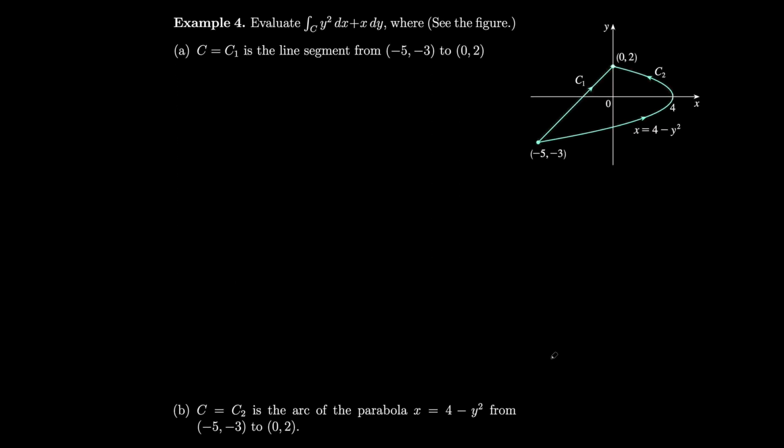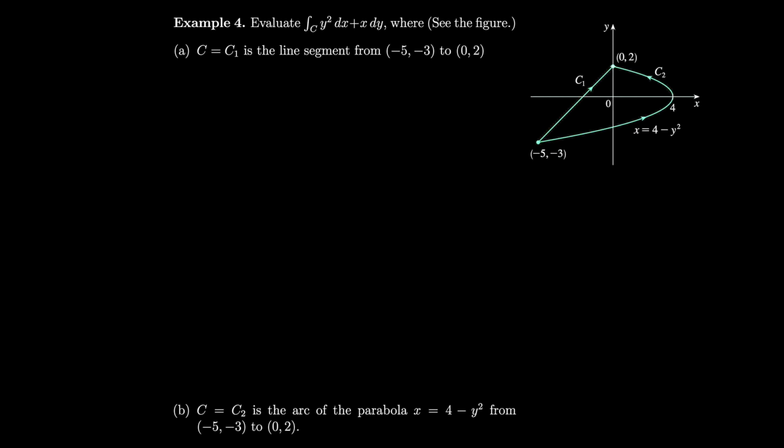So how about we evaluate the line integral over C of y squared dx plus the line integral over C of x dy, where C equals C1, a line segment from (-5, -3) to (0, 2). So we'll do this line integral first. As before, the first thing that we have to do whenever doing a line integral is express everything in terms of t, so we have to parametrize it. So we have to come up with a parametrization of the line segment.